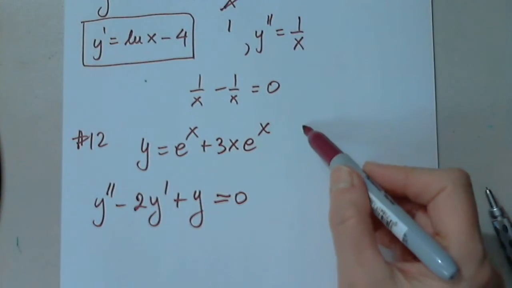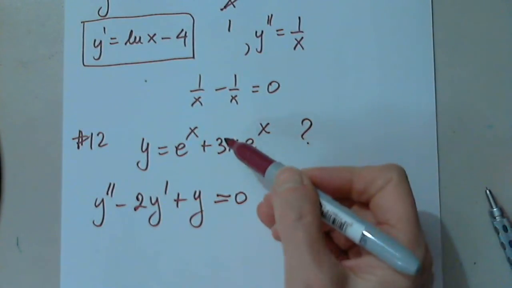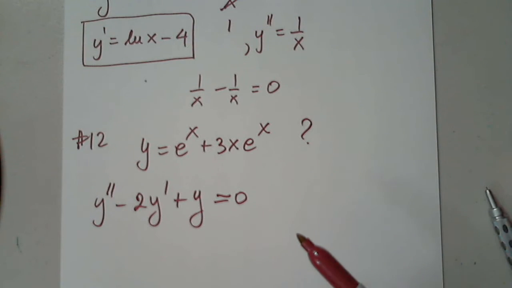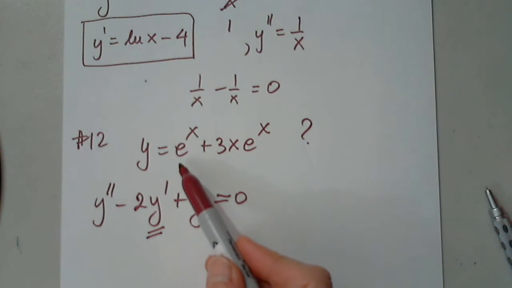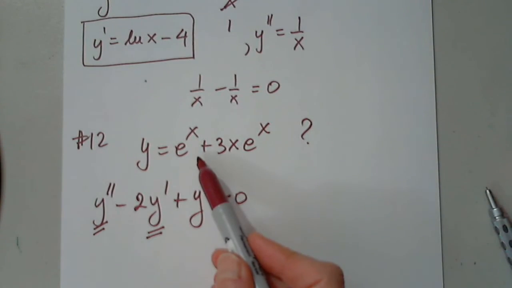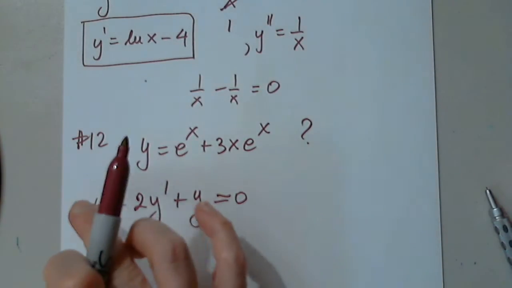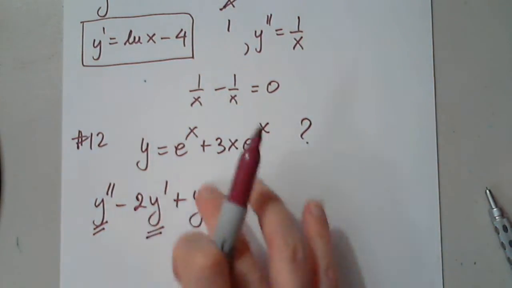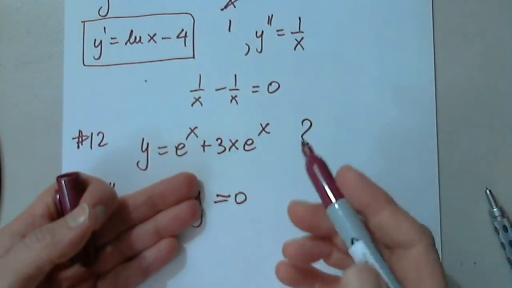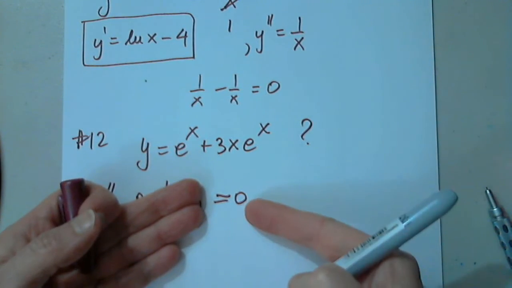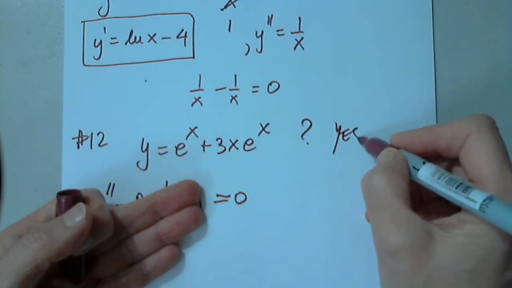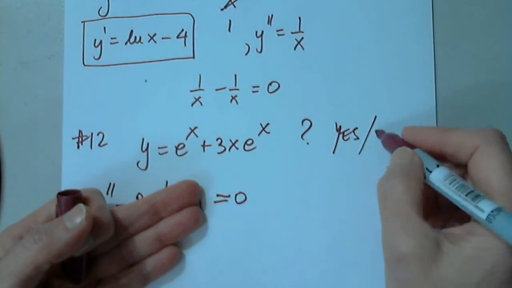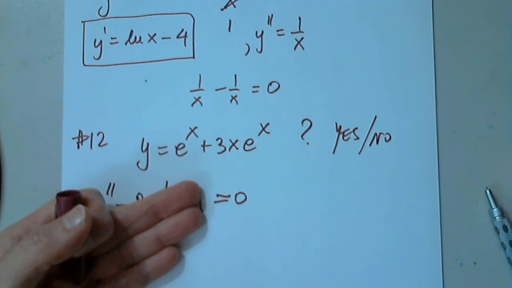So we're asked, is this function a solution of this? I don't know, because I don't have the first derivative yet, and I don't have the second derivative yet. Once I have them, I will put them in here and the function, try to combine like terms and see if I get 0. If I get 0, I'll come back and say yes. If I don't get 0, I'll come back and say no, it's not.